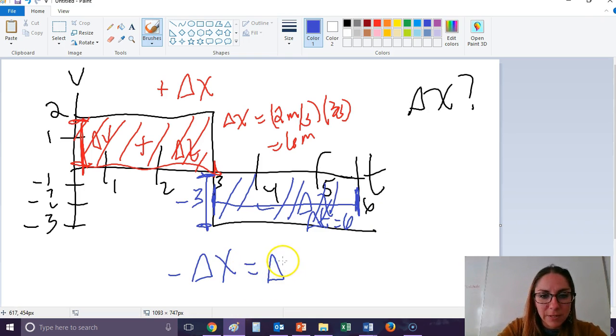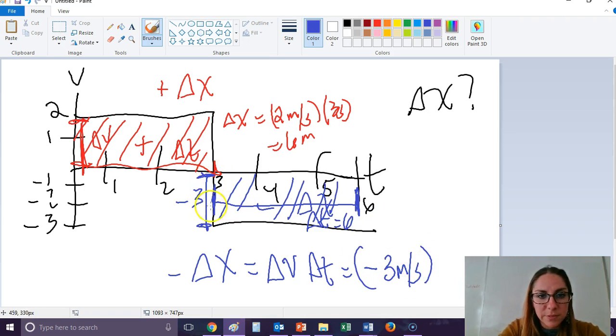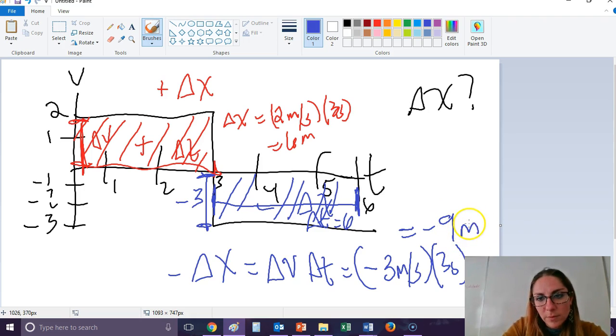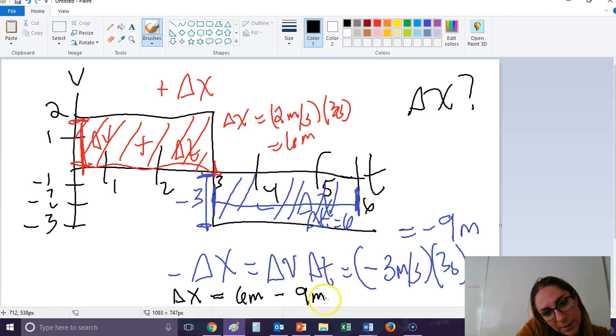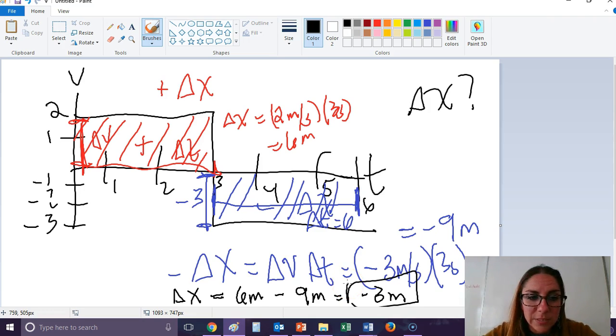So delta x here is going to be delta v times delta t. Delta v is negative 3 because we're below. And then it's positive 3 seconds. Negative 9, so then we do the sum of those, right? So I'm going to squish it in here, sorry. So the delta x is going to be positive 6 meters minus 9 meters equals minus 3 meters. So the answer to this example is the fact that this thing is displaced 3 meters away from the starting point, so behind the starting point. So that's how you would interpret that. It's behind because the value is negative and the magnitude is 3.